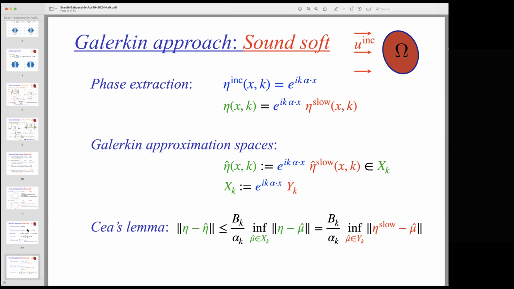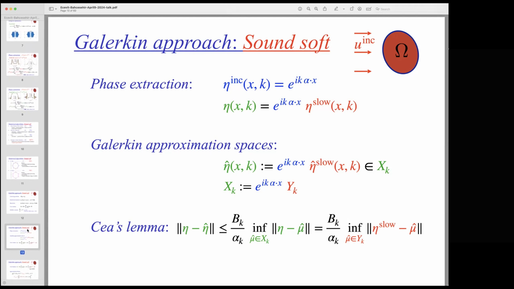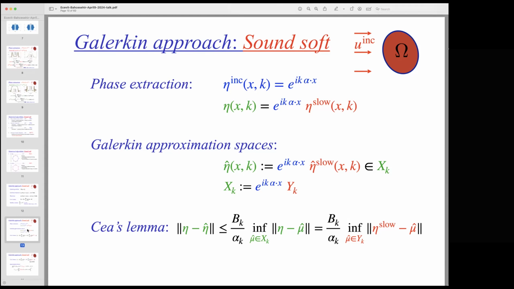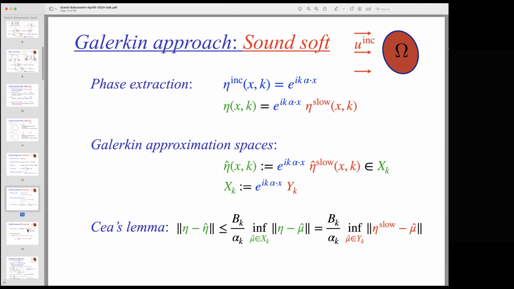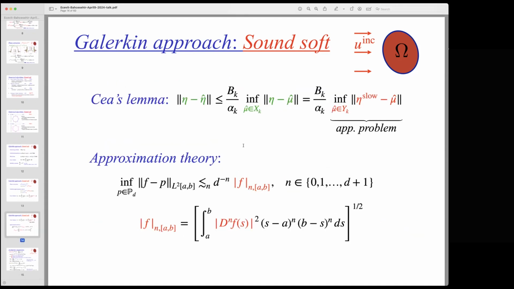So the question is then, how do you generate these approximation spaces Yk? This generation, in order to have a scheme which is frequency independent, should of course depend on the asymptotic behavior of the solution, right? And this demands going forward. As I have written, you have an approximation problem for that infimum.